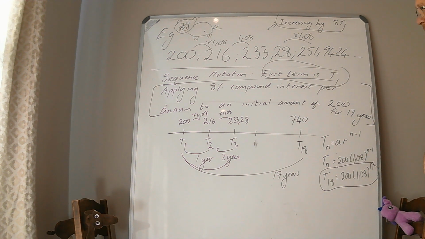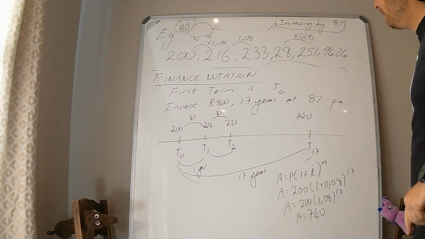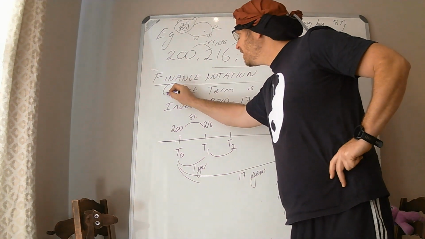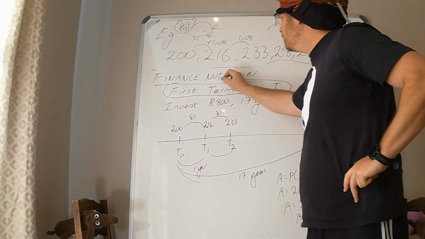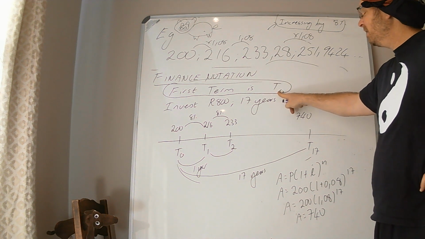Right, so press pause. If you want to get that down, as I say, if you don't quite get this link up with finance, it's really not the end of the world. Right, now just to link it up, what we're doing with finance notation: in sequence notation, the first term we used was term 1. In finance notation, the first term is T0.